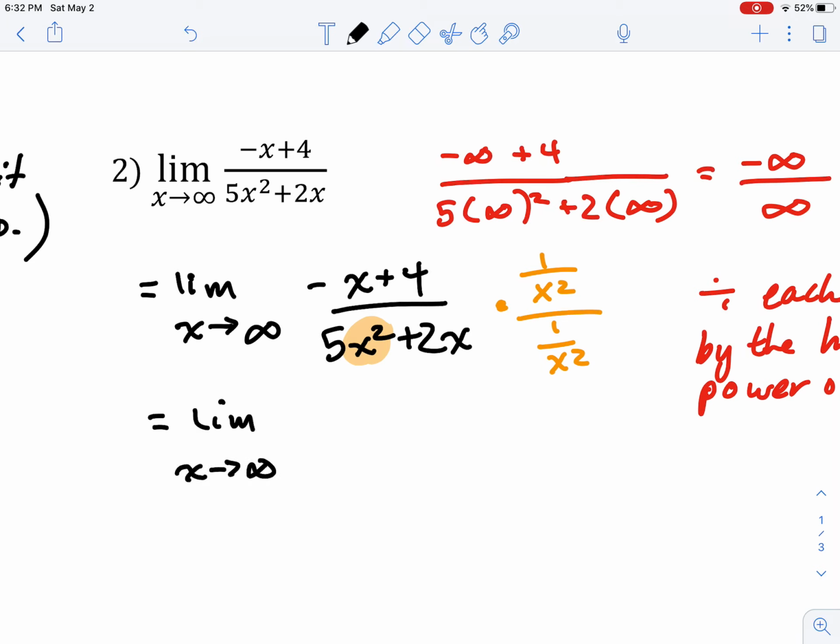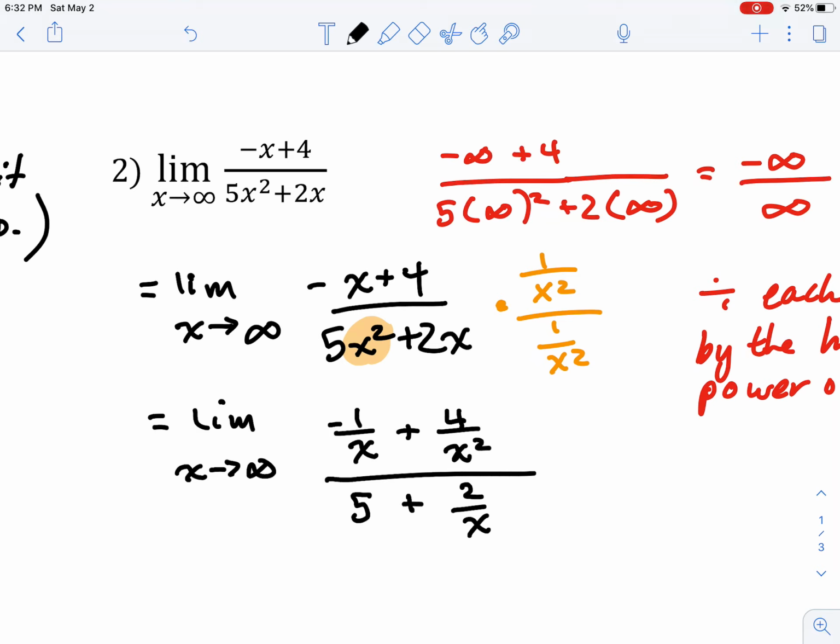So the limit as x approaches infinity, okay? If I divide negative x by x squared, what is that? Negative x over x squared is negative 1 over x, plus 4 divided by x squared is just 4 over x squared. Now let's take care of the denominator. 5x squared divided by x squared is just 5. And 2x divided by x squared is 2 over x.